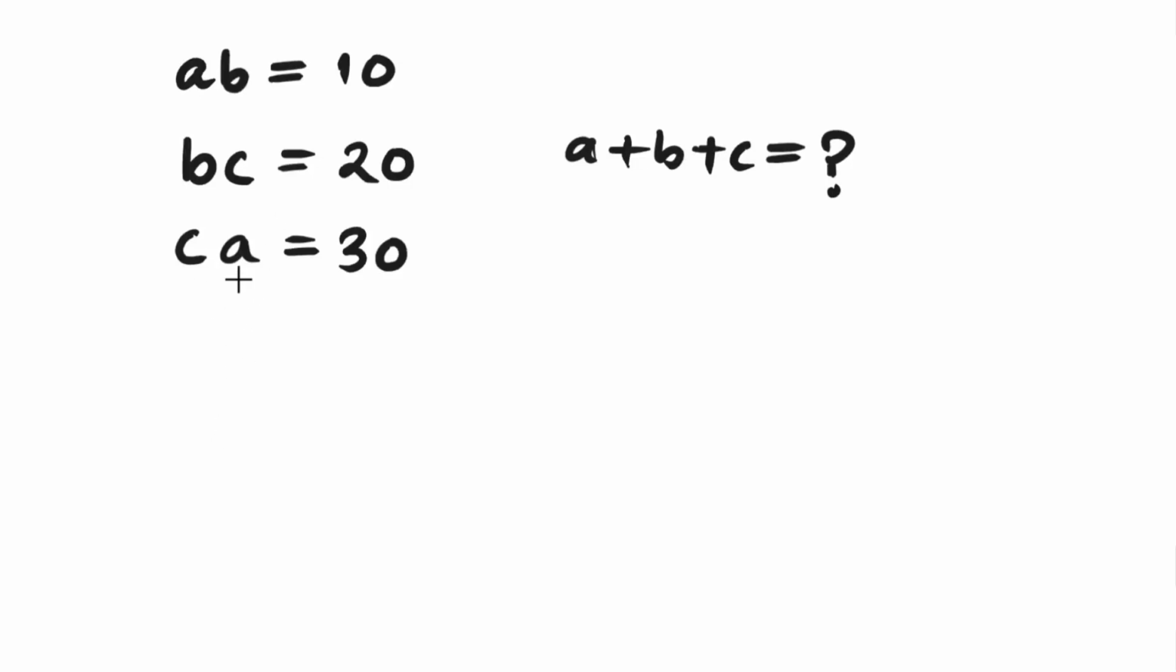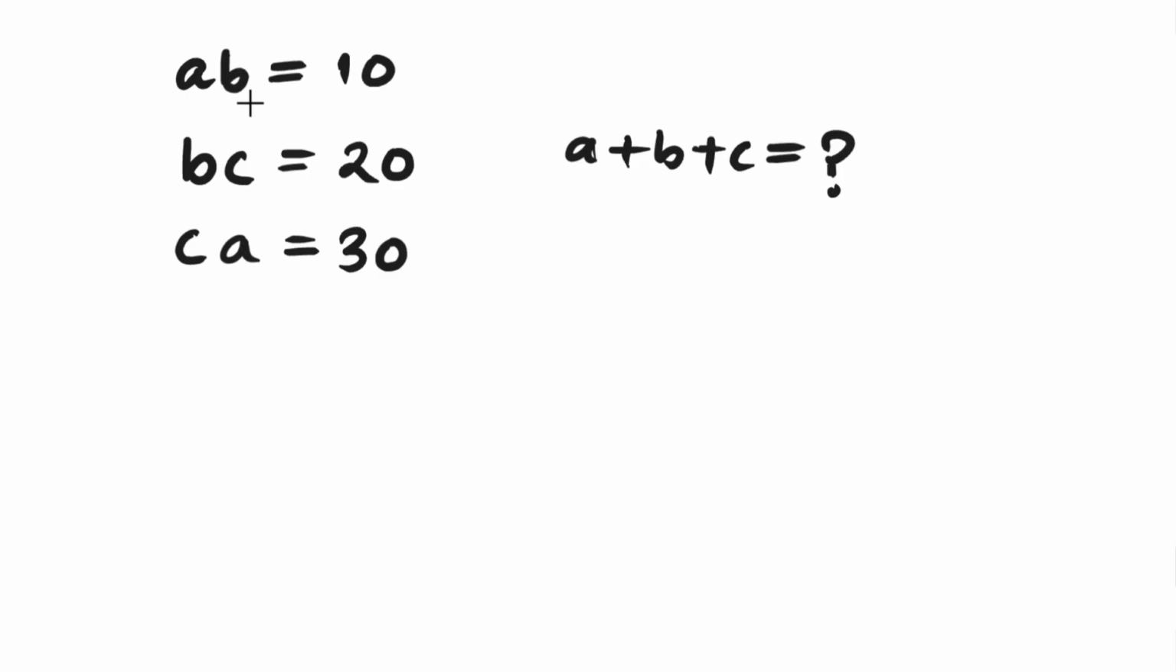Today we have an interesting algebra problem. We are given that a multiplied by b equals 10, b multiplied by c equals 20, and c multiplied by a equals 30. And our goal is to find the value of a plus b plus c. Let's call these our three equations, because we'll use all of them together.